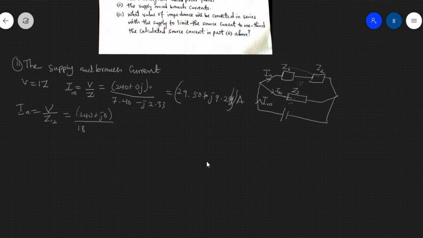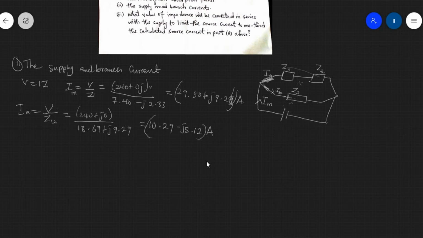Remember, if you take your mind back, we calculated earlier 18.69 plus j9.29. And if you work it out, it's going to give me 10.29 5.29, minus j5.12 amperes. This is the branch current that is going to be present in A. Do you understand? It's going to be present here. Now, let's calculate the one that's going to be present here.